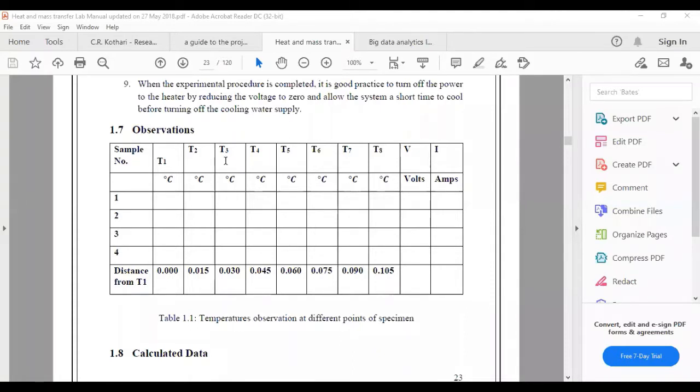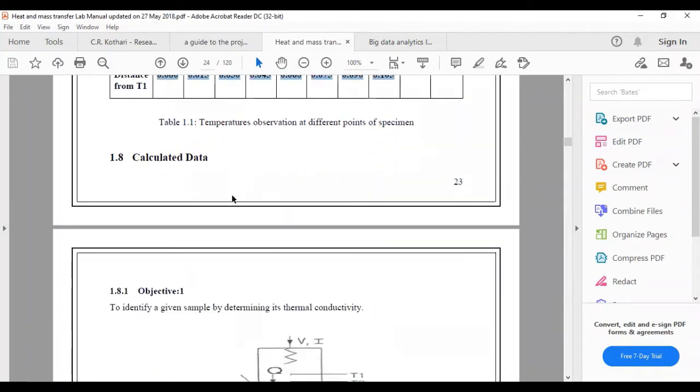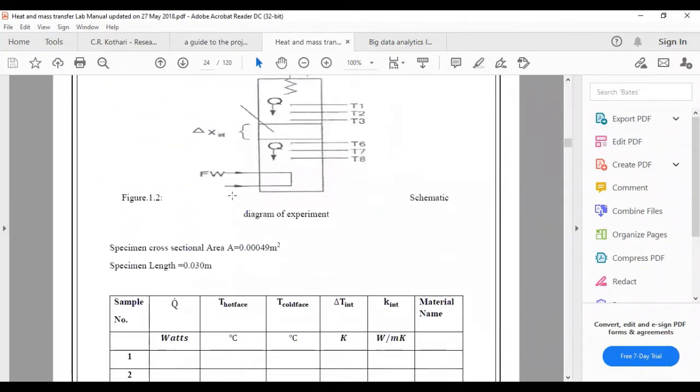So now after coming back to our main manual, we have got the readings from T1, T2, T3 and so on up to T8, voltage and current. We have all the distances of these thermocouples from each other. So now we will calculate the further values. That was a schematic diagram.